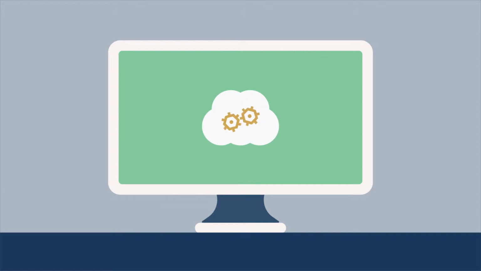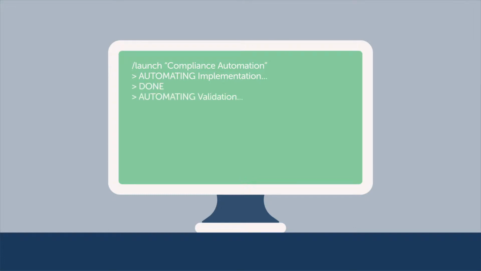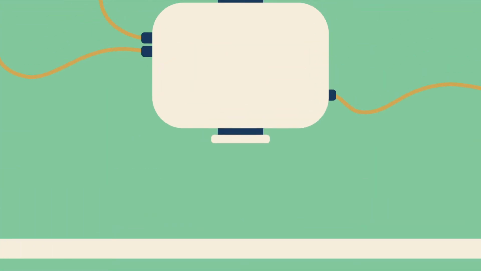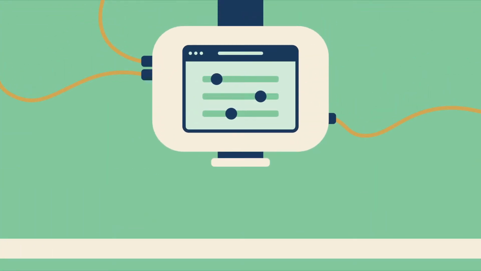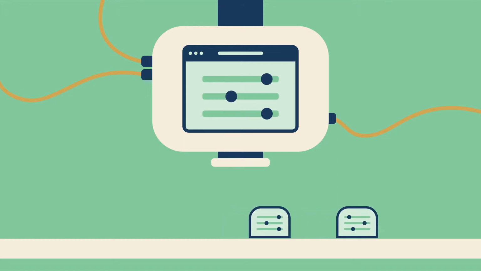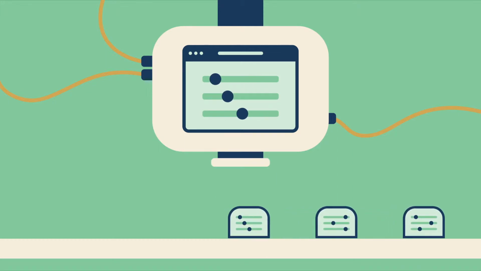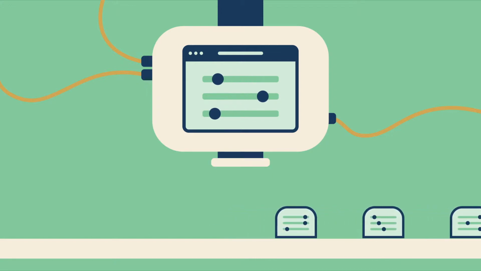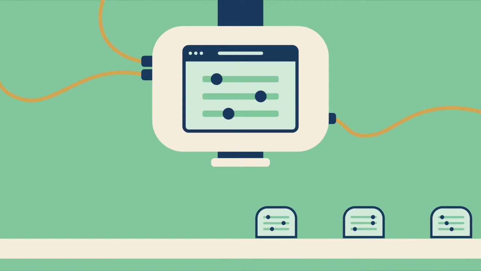Compliance automation is a new approach to achieve and maintain compliance. It uses code to automate the implementation, validation, remediation, monitoring, and reporting of an agency's security. It allows agencies to quickly deploy audit-ready environments that are pre-configured to meet compliance requirements. For example, using compliance automation, vulnerability scanning can be set up, configured, and automatically performed without any human intervention.